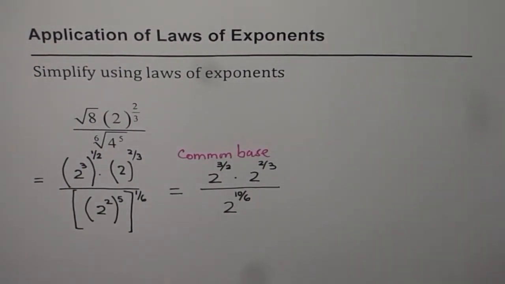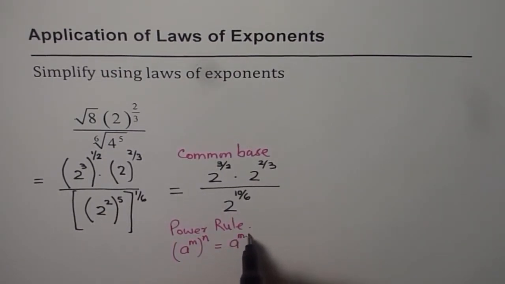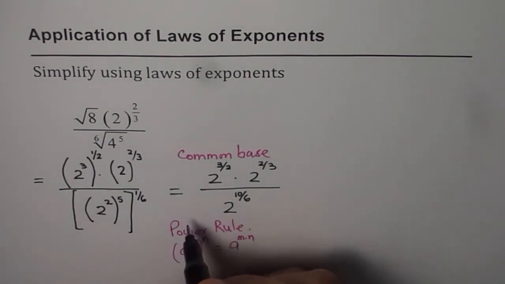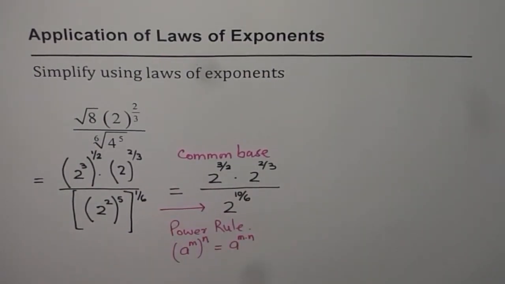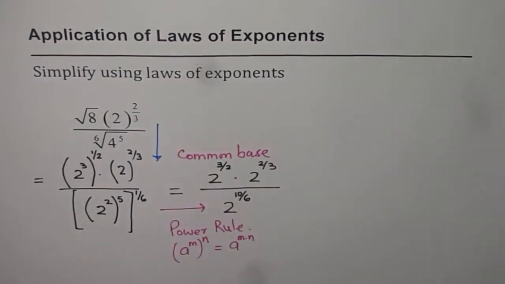So at this stage, what I have done is I have applied the power rule, okay? That means exponents get multiplied, right? That means if I have a to the power of m to the power of n, then it becomes a to the power of m times n. So that is the power rule which we have applied at this stage while moving from here to here. Do you see that? And the first was common base, right?